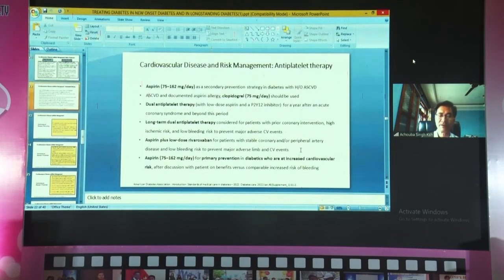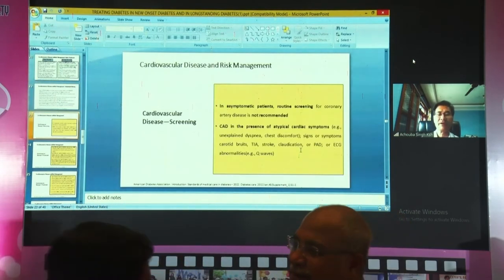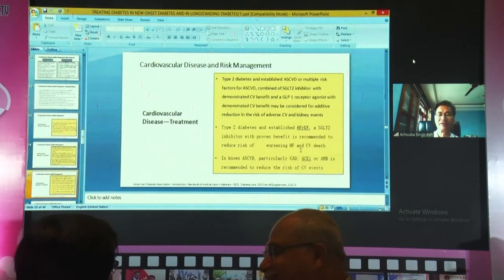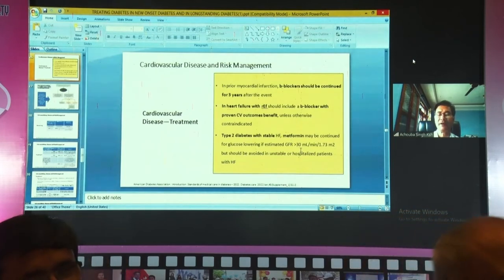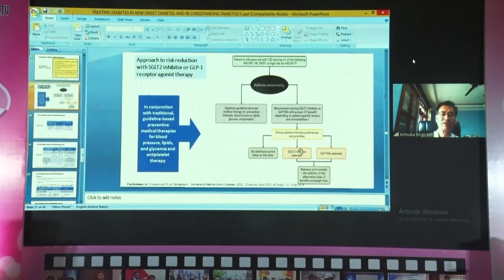So aspirin therapy has to be there, and dual antiplatelet therapy is also recommended. Then cardiovascular screening, I just jumped. In heart failure with reduced ejection fraction, beta blockers should be used. So this is the approach to risk reduction with an SGLT2 inhibitor or GLP-1 receptor agonist. Discuss with the patient clinical preferences and priorities in selecting an SGLT2 inhibitor or GLP-1 receptor agonist. So this is to be patient centered and should be discussed.